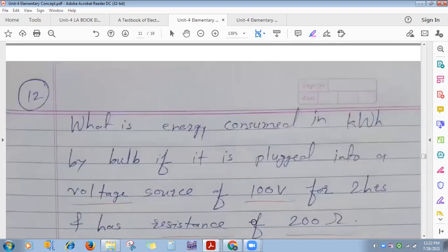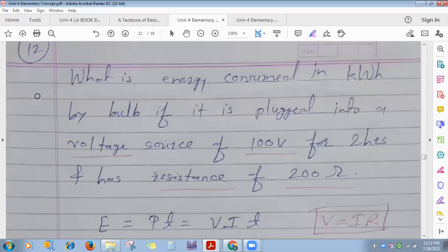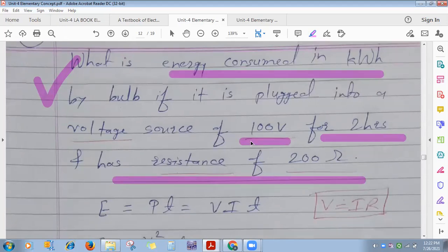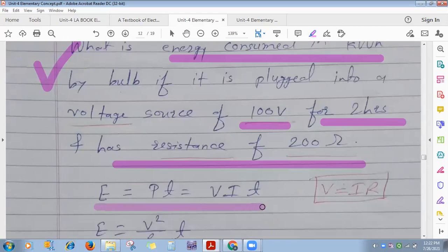Okay. Next one, like this numerical, see. What is the energy consumed in kilowatt hour by the bulb if it is plugged into a voltage source of 100 volt for 2 hours and has a resistance of 200 ohm? So energy in kilowatt hour, which is power into time, you have been asked to calculate. So energy is V into I into T.